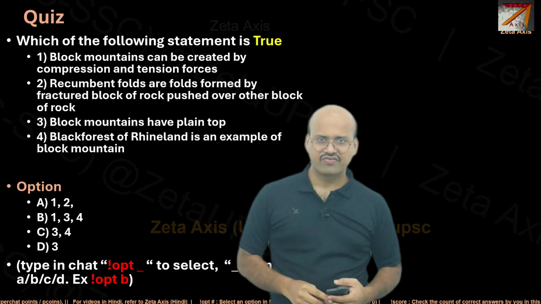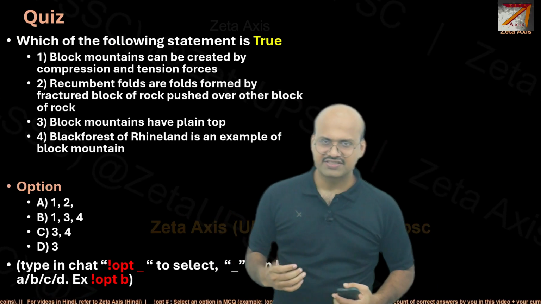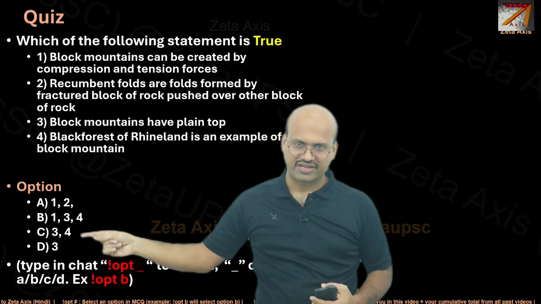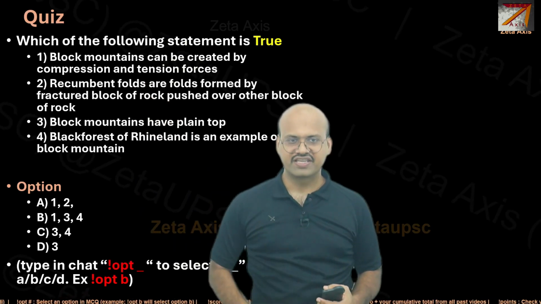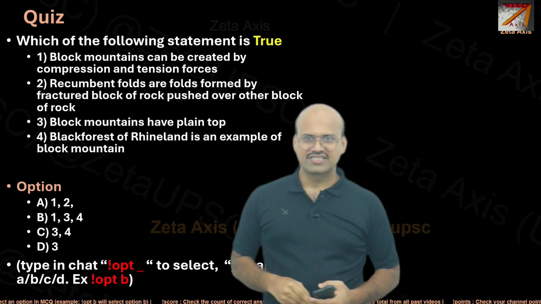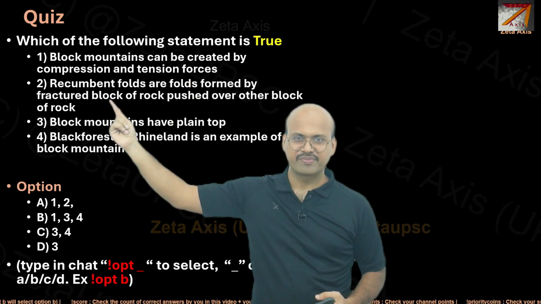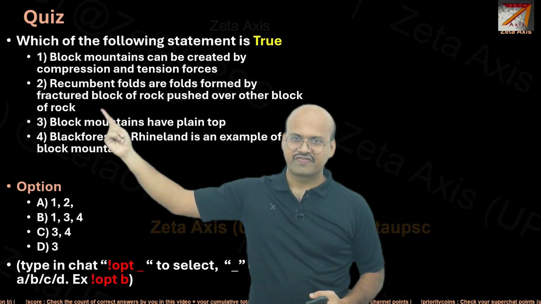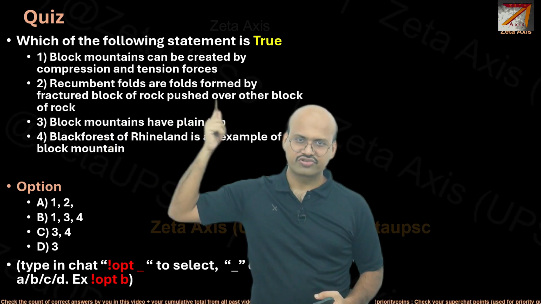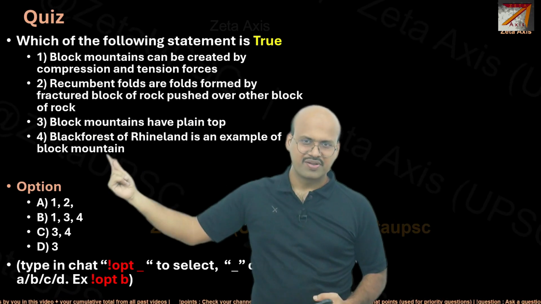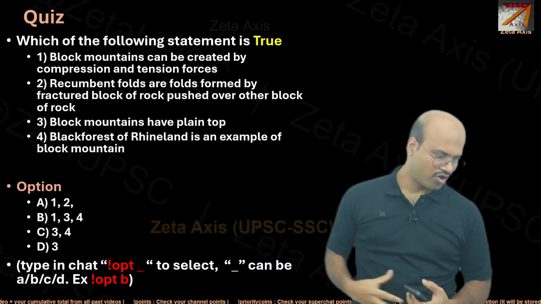Here is a question once again. There are certain statements, and based on which statements are true, you can select the option over here once I initiate the poll. So let's see the options first. Block mountains can be created by compression and tension forces. Recumbent faults are faults formed by fractured block or rock pushed over other block of rock. Block mountains have plain top. Black Forest of Rhineland is example of block mountain.